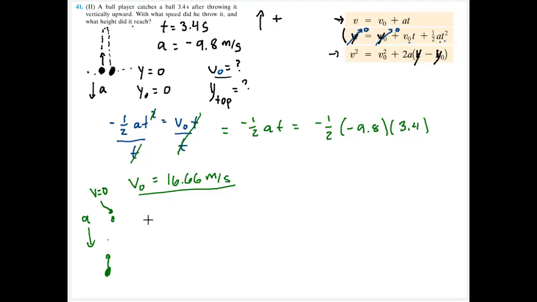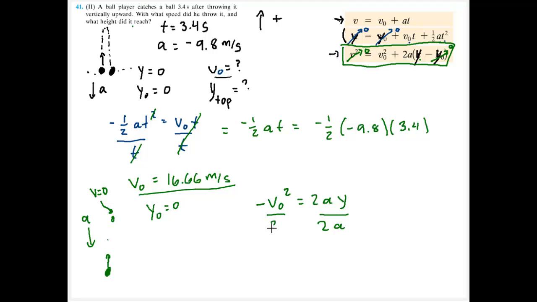I'm looking for what height it reached, so I'm looking for a position. I'm also going to say that my initial position is equal to 0. So I want to use this equation right there. I know at the top that velocity is going to be equal to 0. My initial position is equal to 0, and I'm looking for this y right there. So I'm going to first subtract v0 from both sides. So negative v0 squared is equal to 2 times the acceleration times the height. Divide both sides by 2a, and cancel these out.